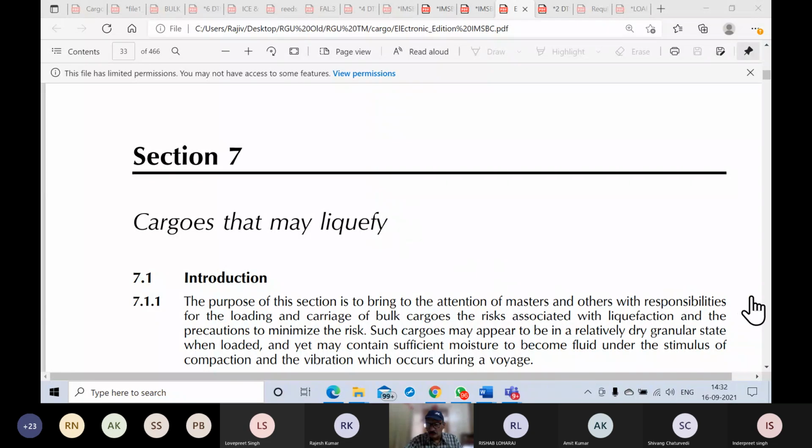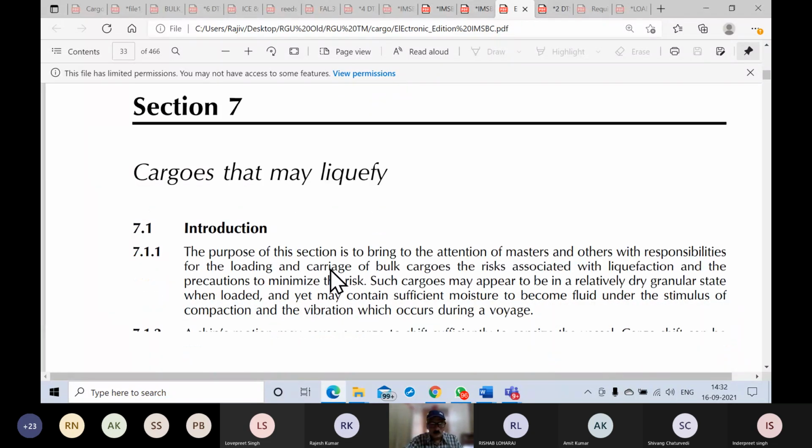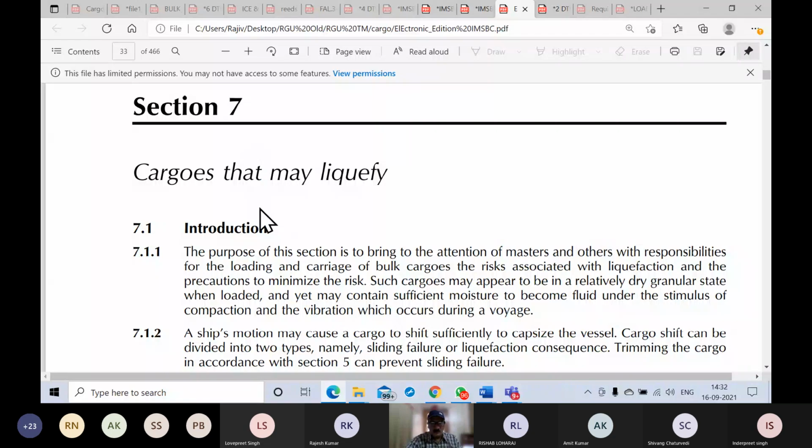So we can continue our discussion on IMSBC and go to section 7. Cargoes that may liquefy. This is a concern, a huge concern. There have been cases, accidents because of this. Cargoes liquefied during motion of the vessel and subsequently resulted even in capsizing because of the free surface effect developed in motion.